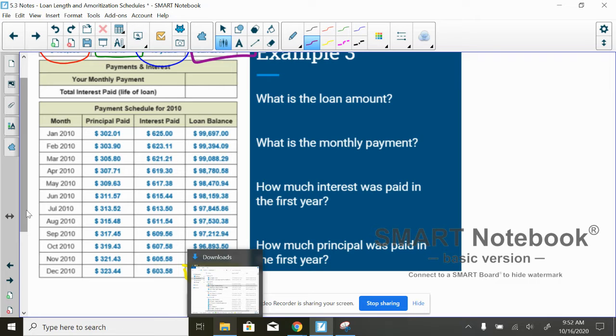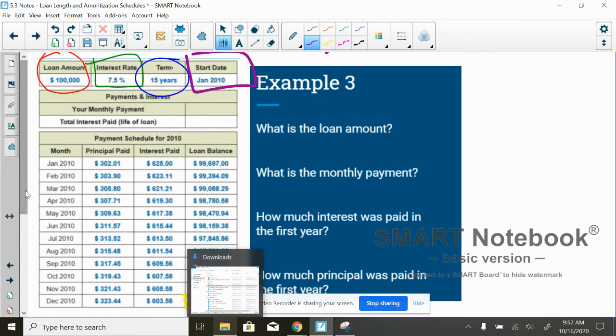What is the loan amount? You guys, that loan amount is the starting balance. That was up in the upper left-hand corner. This is a loan worth 100 grand. Easy peasy. Next piece, what is the monthly payment?